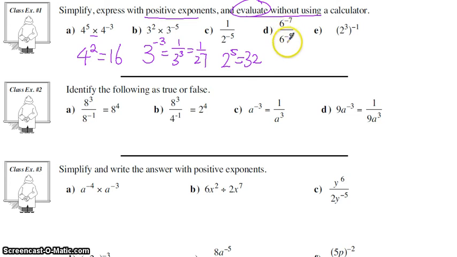Wow, what is this? There are two ways to do it. You can either flip them. If you flip them, the bottom one becomes on top, the top one becomes the bottom, and then you subtract the exponents. 5 minus 7 is negative 2, so 6 to the power of negative 2.